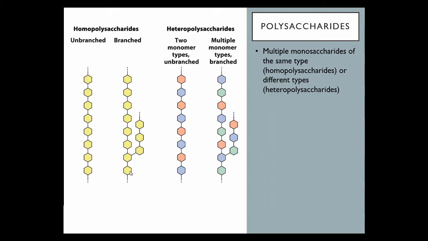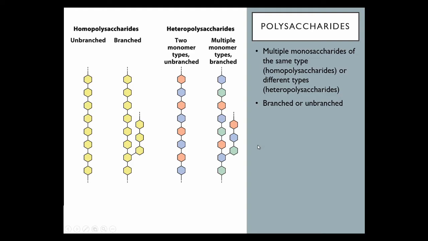So here, this is a branched homopolysaccharide because all the monosaccharides are the same, but you have one branch point here. So this monosaccharide has three chains attached to it. Over here, this is a branched heteropolysaccharide because again, you have at least three different kinds of monosaccharides, and this one is connected to three other branches. So again, that's just a way of differentiating different types.